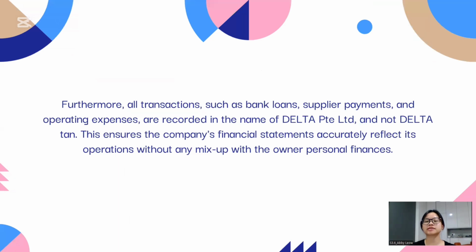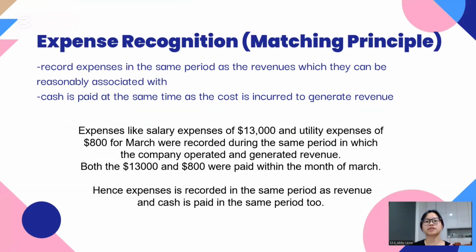Furthermore, all the transactions such as the bank loan, supplier payment, and operating expenses are also recorded in the name of Delta Private Limited and not Delta Tan. This ensures that the company's financial statement is recorded very accurately and there's no mix-up between the owner and the business. The second concept I'll be going on is the expense recognition concept, also known as the matching principle.